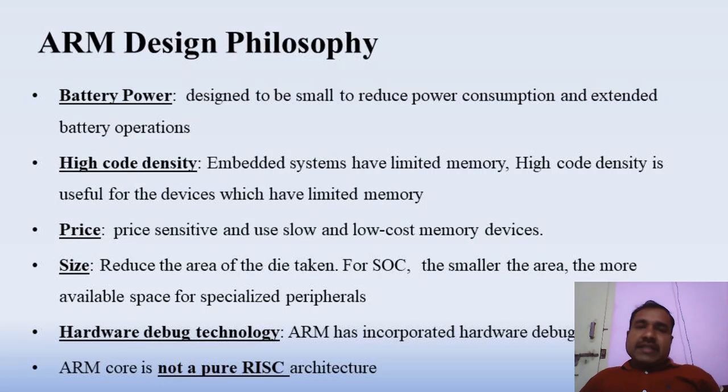The fourth point is size. For the ARM processor, a very small die area is taken for development. In a SoC, which stands for system on chip, if a smaller area is taken by the processor, it leaves more area for peripherals to be added on that particular chip. So ARM is designed very small, so it can have more specialized peripherals added onto its chip.